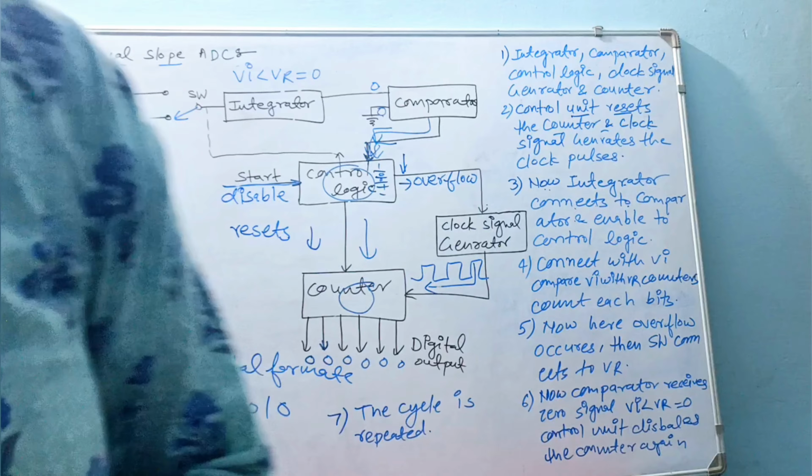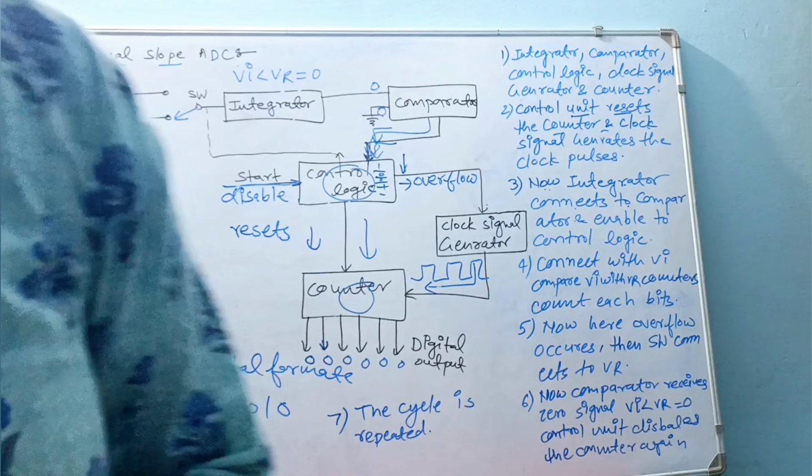Now compare both and start the control logic. Now the control logic stores all bits that come from the comparator, 1 0 1 0 likewise, and then goes to the counter, and the counter starts counting the output of the control logic. Now the fifth point: overflow occurs. If many bits come to the control logic registers, one condition occurs, that is called overflow.